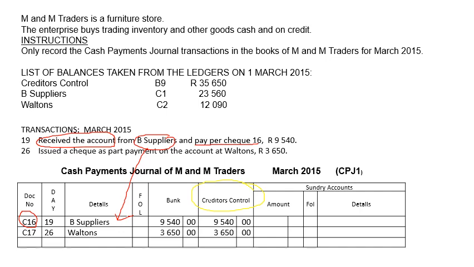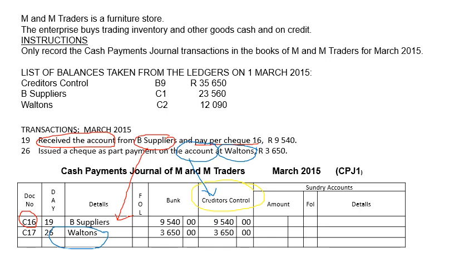Then on the 26th, issue the check as part payment on the account at Walton's. Again, we are paying the account. So the next check was check number 17. How do I know it's check number 17? Because it follows number 16. Who's getting the check? They tell us Walton's is getting the check. So we have in details Walton's. How much money is Walton's getting? 3650. We are paying our account, which means we are paying our creditor. And in Creditors Control, 3650.